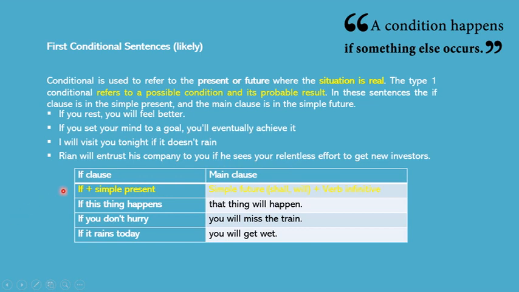You can see here the pattern or the formula of the first conditional sentence. If plus simple present, and the main clause is simple future plus verb infinitive. For simple future you can use shall or will. Pay attention to the example here.